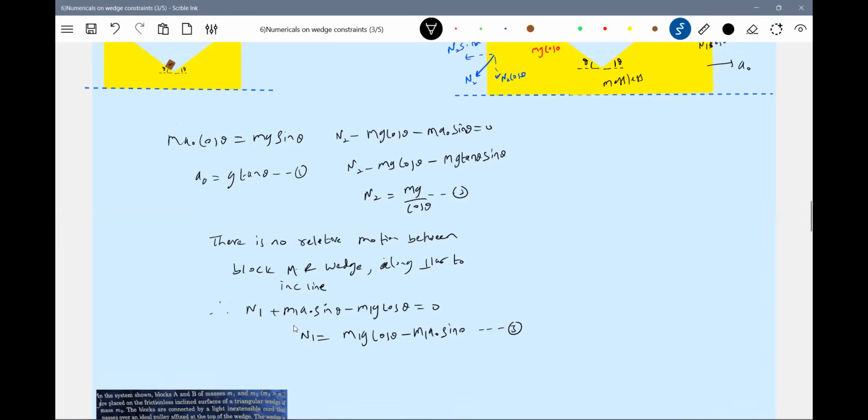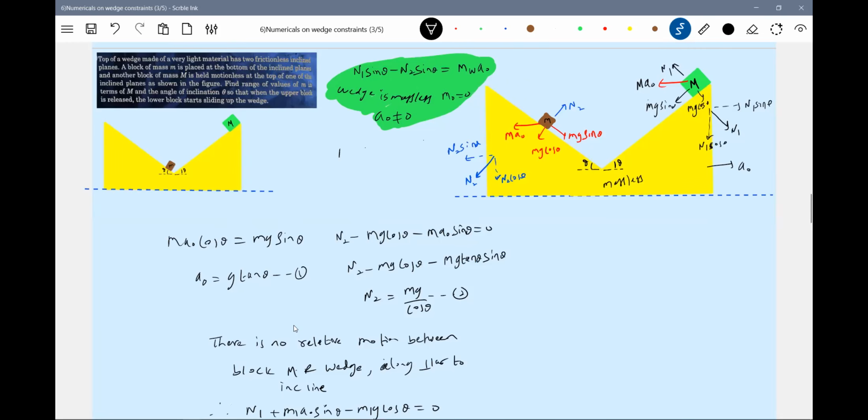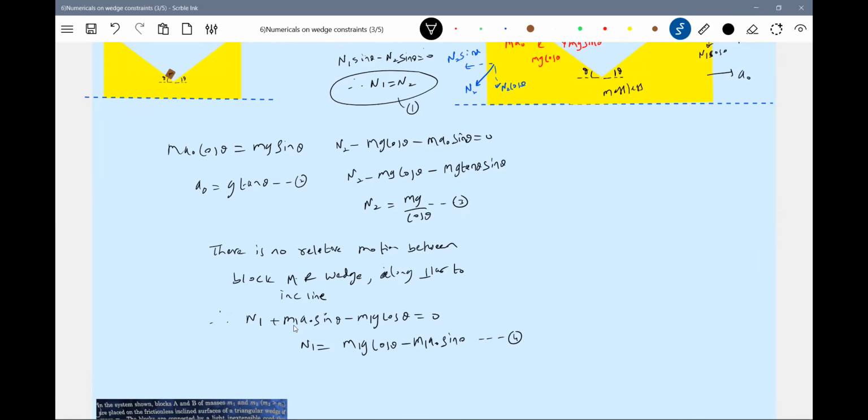And N1 equals N2. We will write it. I think the complete problem is there. N1 sin theta minus N2 sin theta equals 0. Therefore, N1 equals N2. This is equation 1. We will change it; it will be 3 and call this equation 4. So solving 1, 2, 3, 4, we'll get the required answer.